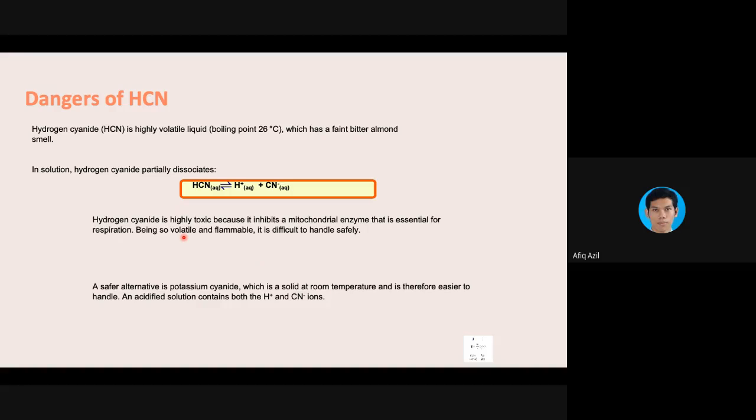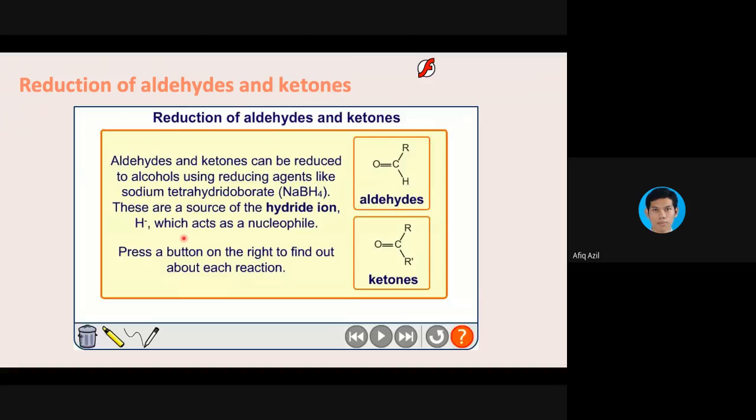Being so volatile and flammable, when it becomes volatile, it means it is easily turned into gas. When it becomes gas, humans can easily inhale it. We can smell it, inhale it, and it will affect our breathing.